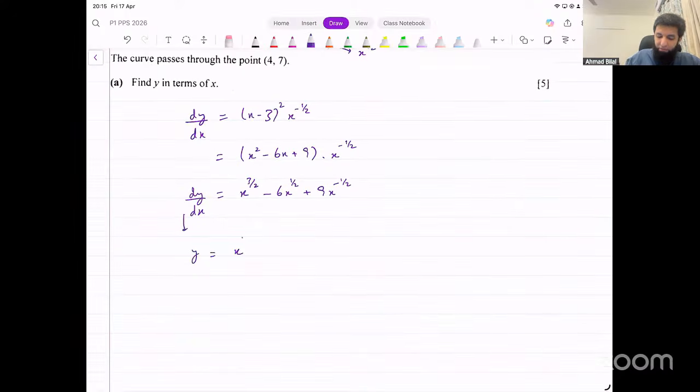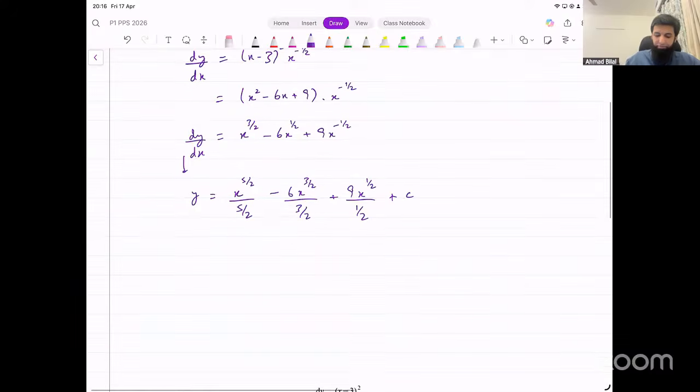Y equals x power 5 over 2, since 3 over 2 plus 1 is 5 over 2, divided by the new power, minus 6 as it is, into x raised to power 3 over 2, divided by 3 over 2, plus 9 into x power 1 over 2, divided by 1 over 2. But whenever we integrate, we always have plus c as well, right? So we have plus c there.